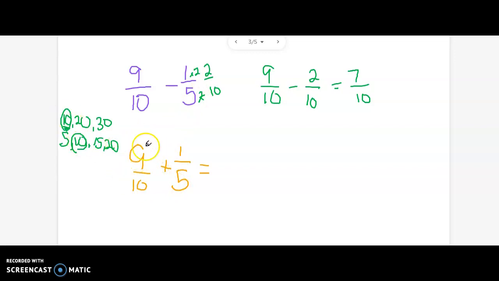I'm going to keep my first fraction, 9/10. I'm going to change my second fraction to be an equivalent fraction with 10 as a denominator. I'm going to do the exact same thing, right? So to get from 5 to 10, I multiply times 2. Same thing up top. Whatever I do on the bottom, I have to do on the top so that it makes it equivalent. So 2/10.